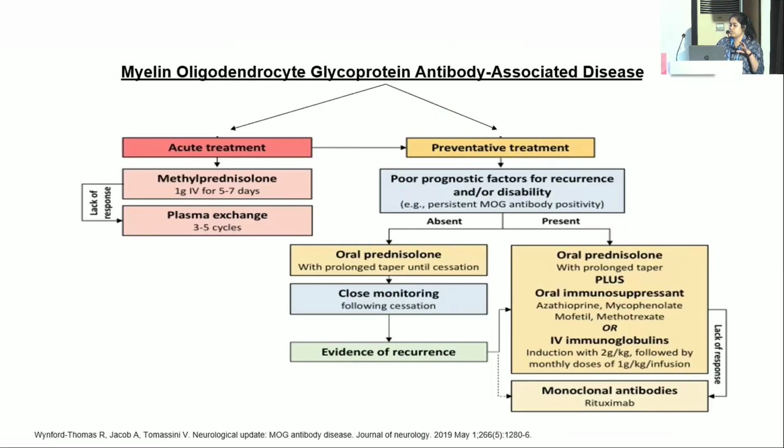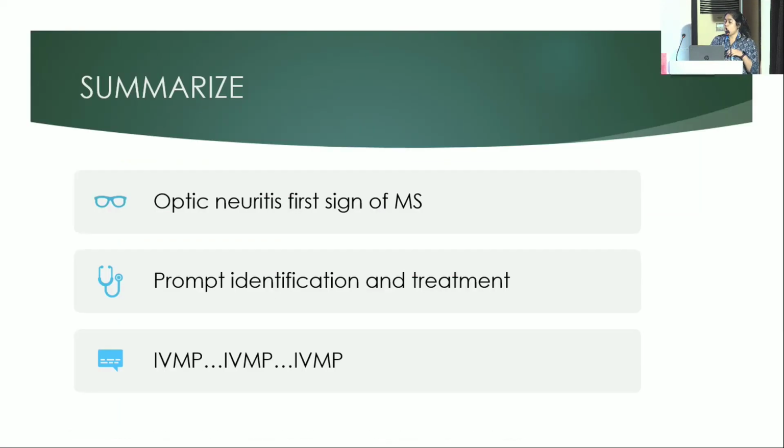A similar algorithm is also used in MOG diseases, but you have to make sure that when you're tapering the oral steroids, you taper over a longer duration. To summarize, optic neuritis, though an ocular finding, could be a very significant pointer towards a systemic disorder like MS. So prompt identification and treatment is very important. And remember, for treatment, IVMP, IVMP, IVMP.